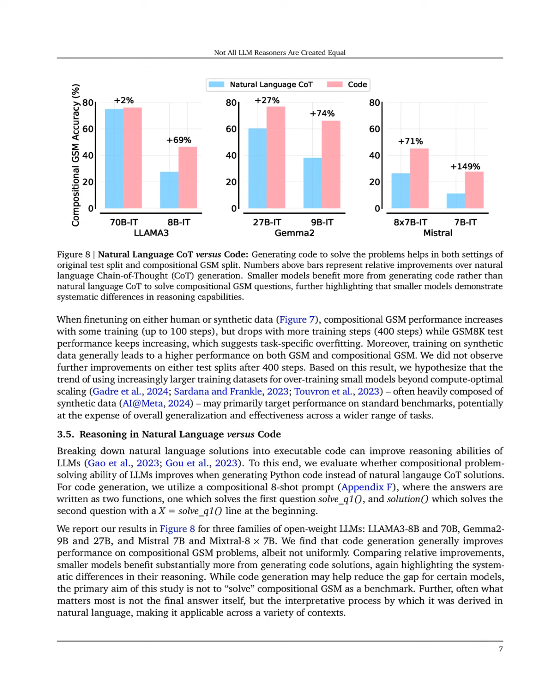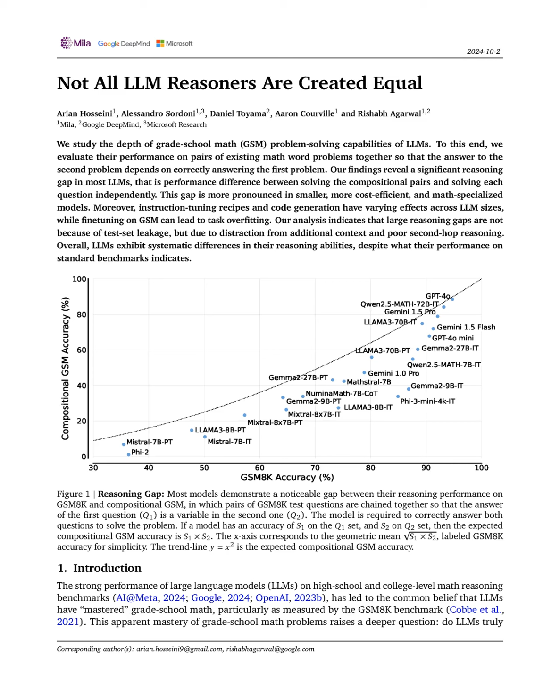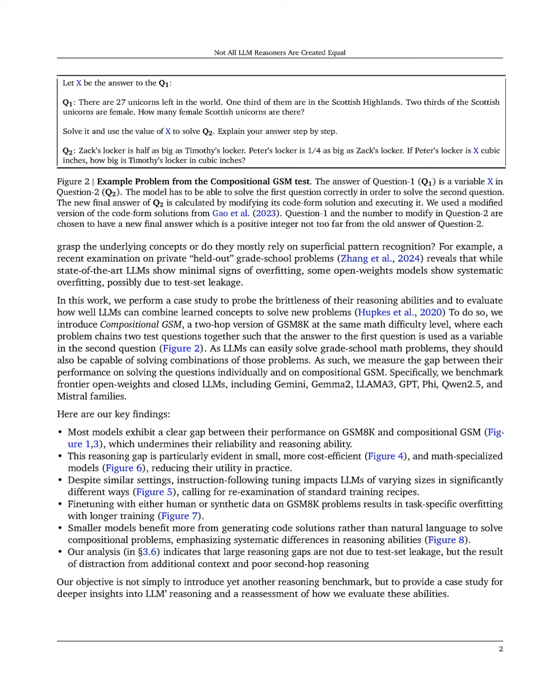What significant results were achieved in the study regarding the reasoning capabilities of various LLMs on compositional GSM compared to GSM 8K? The study revealed a significant reasoning gap between the performance of various large language models, LLMs, on the standard GSM 8K benchmark and the newly introduced compositional GSM. Most models demonstrated a clear decline in performance when faced with compositional problems, indicating that while they excel at individual grade school math questions, they struggle to combine learned concepts effectively.